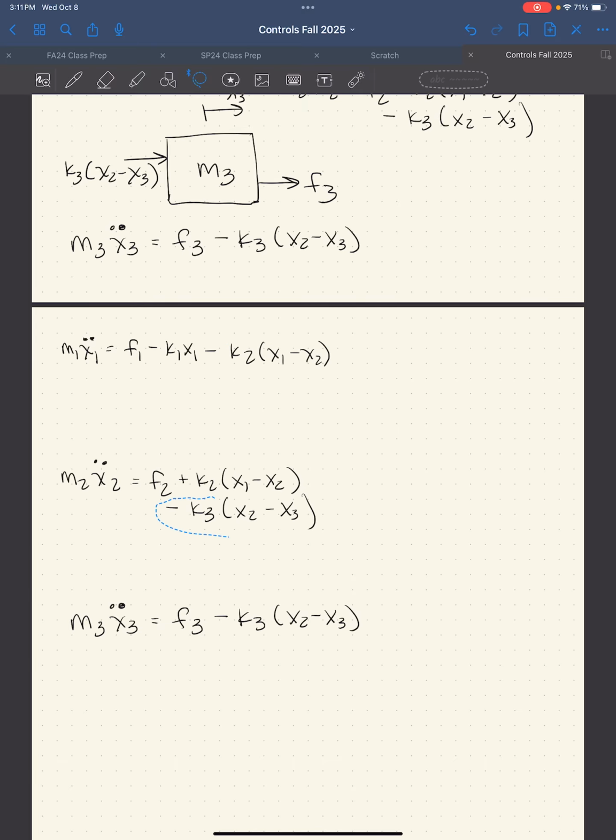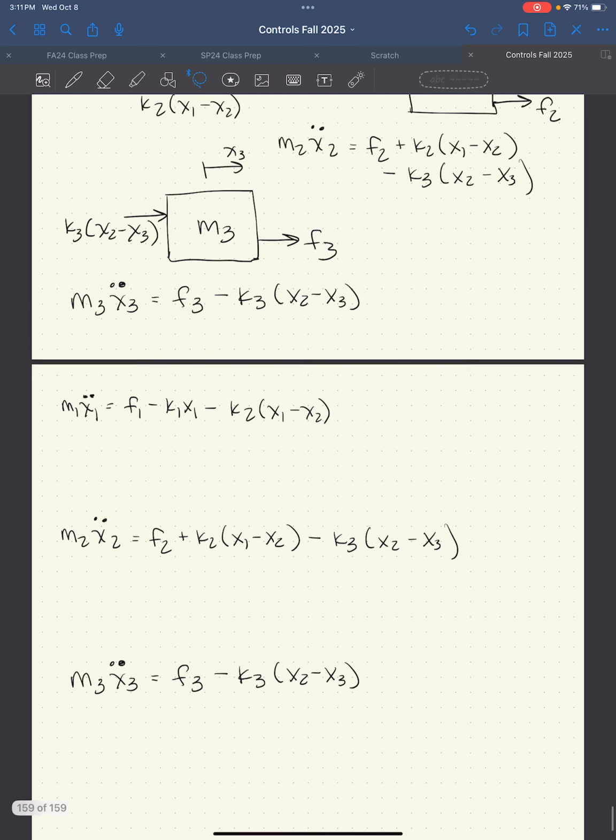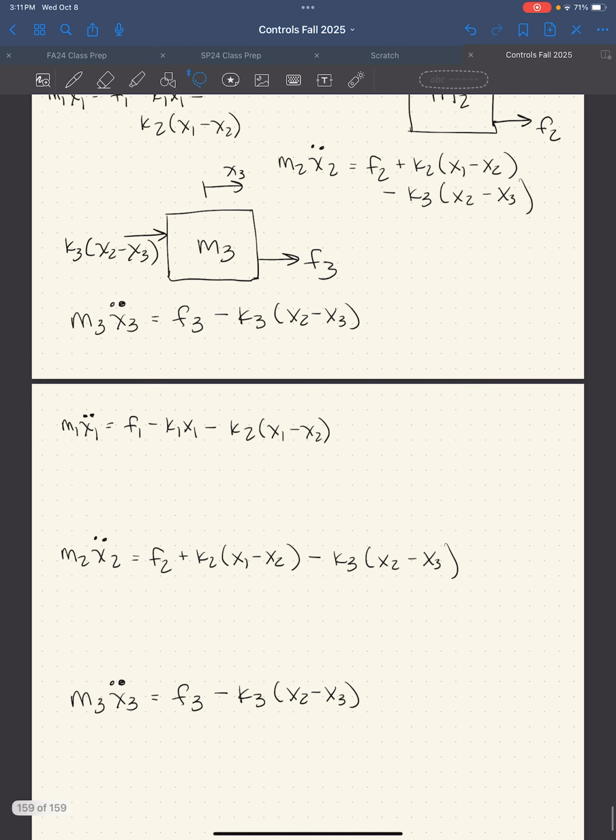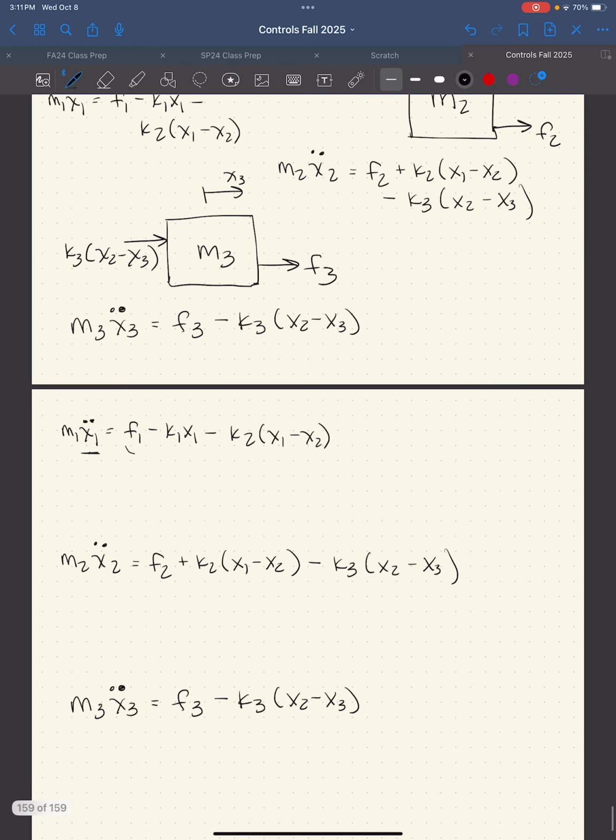Okay, so what I want to do before I go deciding about state space and whatnot is arrange these equations so that the x double dots are alone on the left-hand side, and then all the terms on the right-hand side are grouped by the x that they multiply. So let's see what that looks like. The first thing I'm going to do with this first equation, do 1, 2, 3 here.